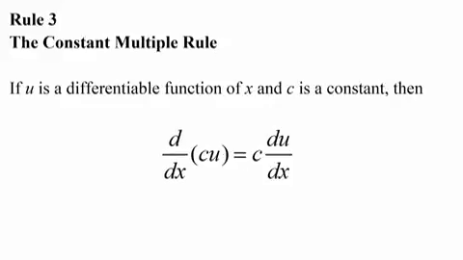Rule 3. The constant multiple rule. If u is a differentiable function of x and c is a constant, then the derivative of cu with respect to x is equal to c times the derivative of u with respect to x.